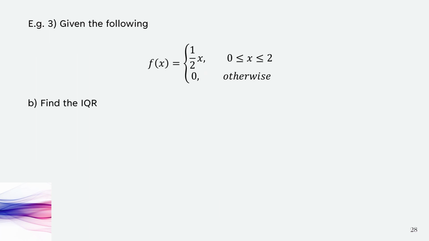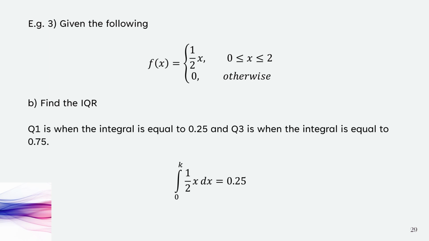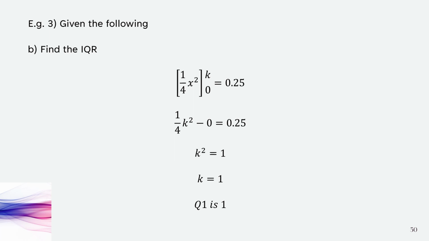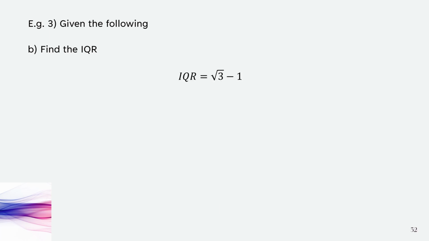So when we're finding the interquartile range, if we want to find Q3, we're going to let the integral equal 0.75, and to find Q1, we're going to let the integral equal 0.25. So the same, we go from 0 to k of a half x dx equal to 0.25, that's to find Q1. So our Q1 is equal to 1 when we solve it. And setting it equal to 0.75 gives the square root of 3. Meaning our IQR, which is Q3 minus Q1, is root 3 minus 1.